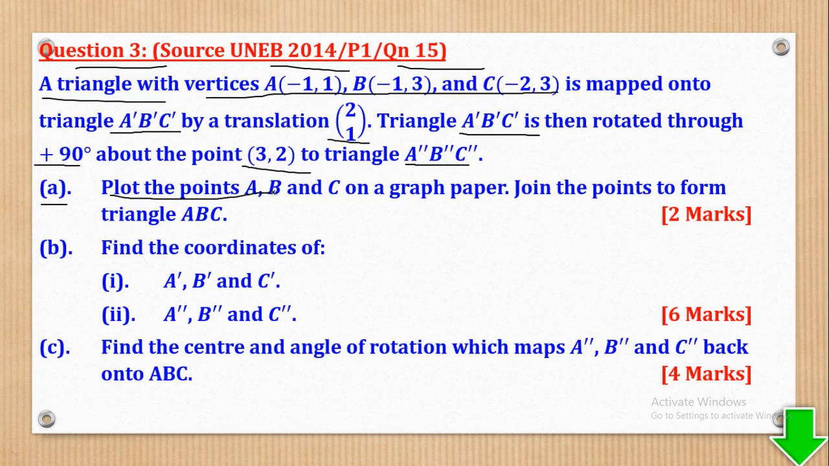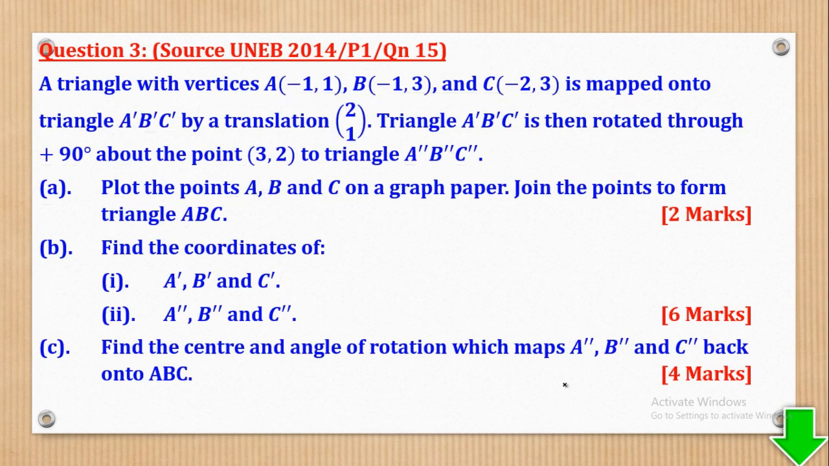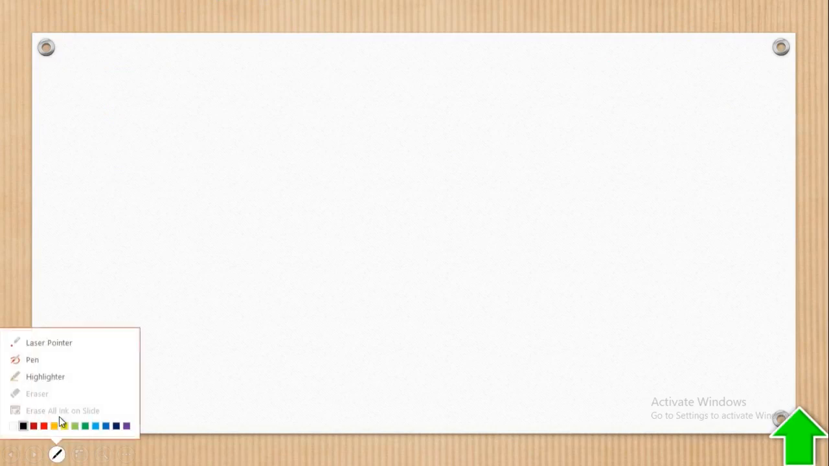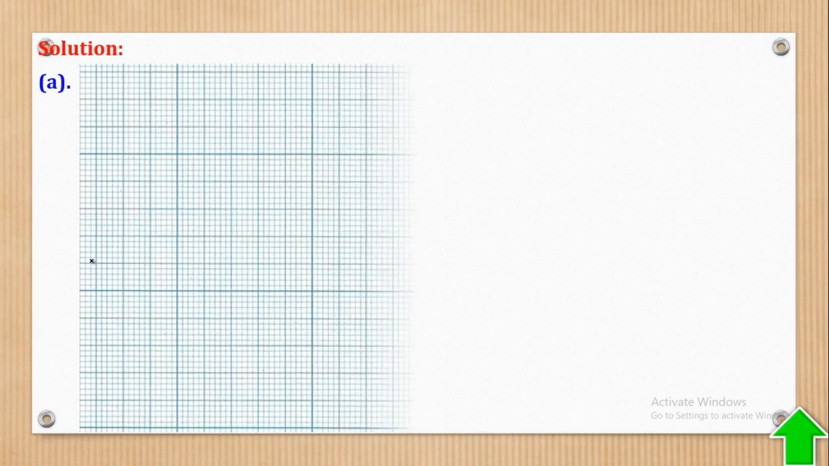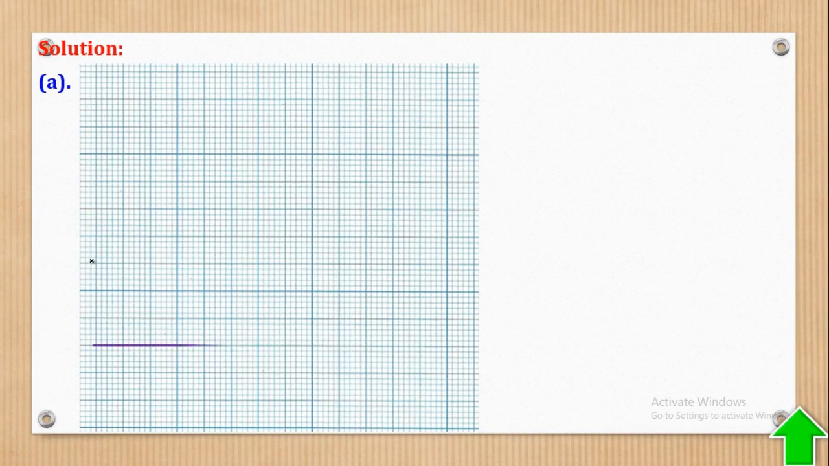Part A. Plot the points A, B, and C on graph paper. Join the points to form triangle ABC. So let's first do that. We shall need a graph paper. Then on that graph paper we shall draw axes and label them. So label this x-axis and also draw the y-axis and label it as y-axis. Then choose a scale for the x-axis and feed it in. Do the same, choose a scale for the y-axis and feed it in.